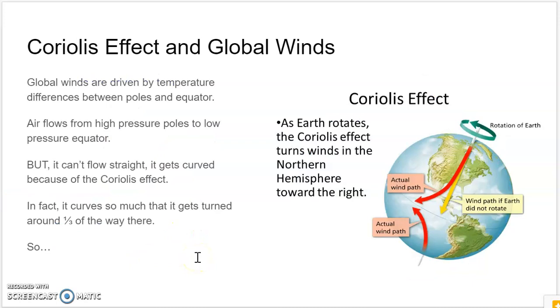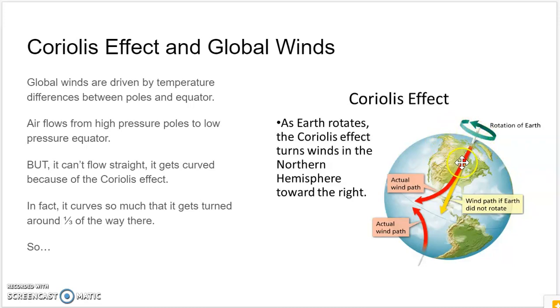And again, these are caused by differences in temperature between the equator and the poles. We would expect it to go straight from that high pressure to low pressure, but that's not what we see because it gets curved. Now, the kicker here is that it actually curves so much that it can go perfectly horizontal. Instead of going vertical, it goes horizontal at the equator. But that happens a third of the way down. It only makes it a third of the way before it starts to turn around and spin the other direction.